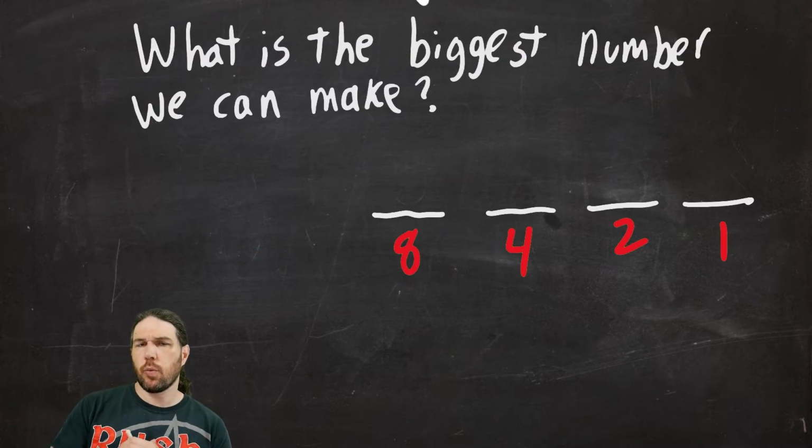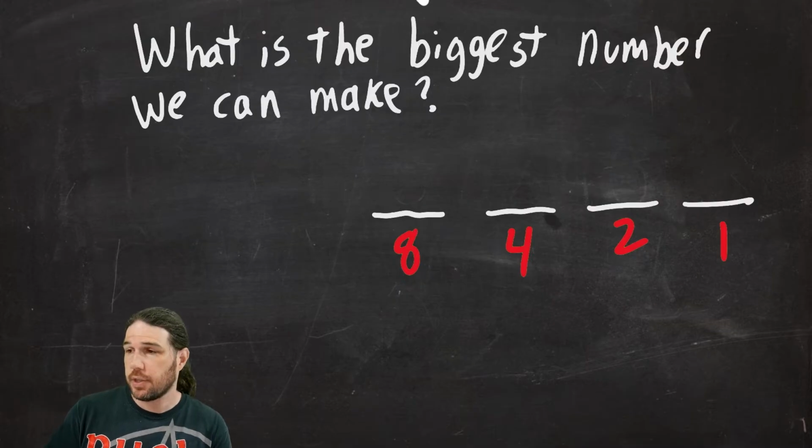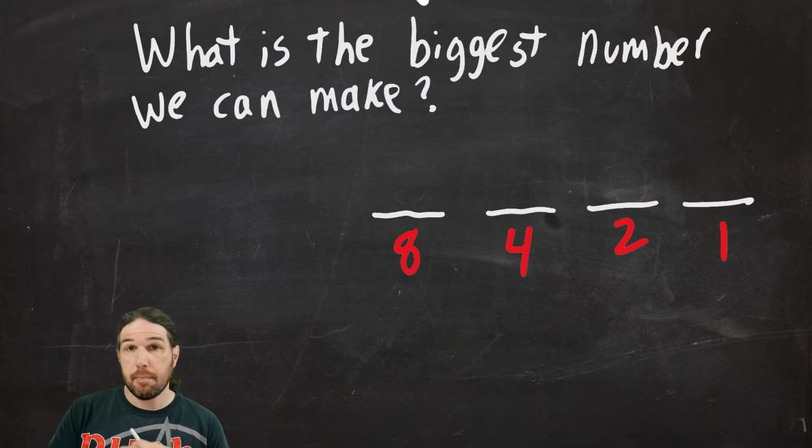So here's a question worth considering. If I only have 4 bits to work with, let's say I have a very small computer that can only handle 4 bits of information, what's the largest number I can make in binary?